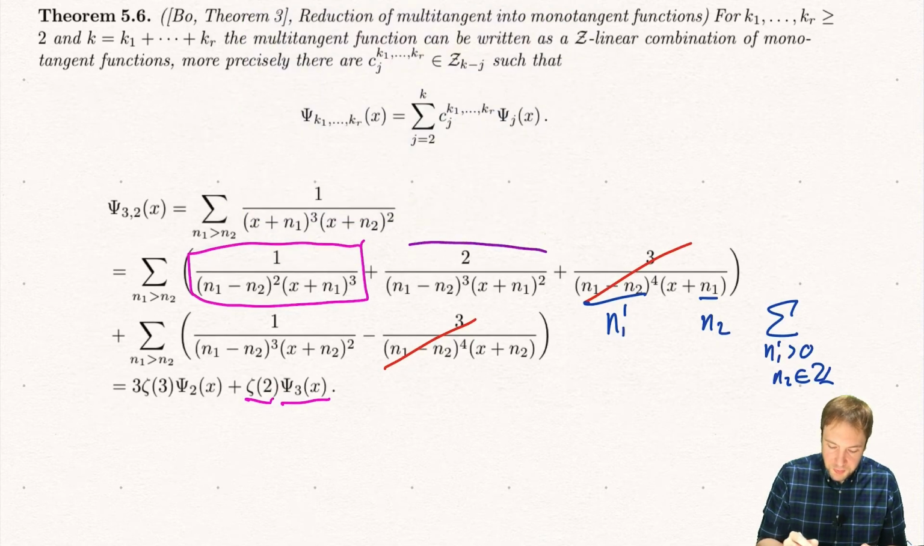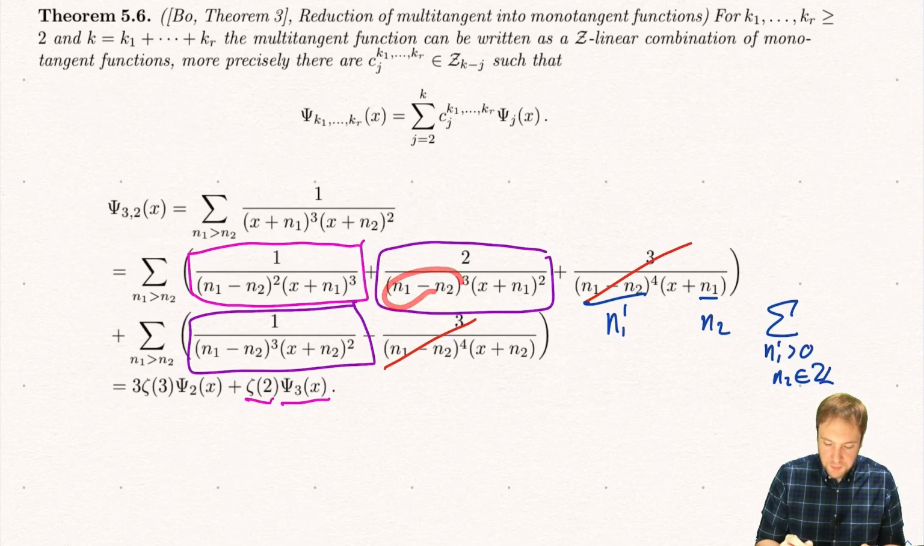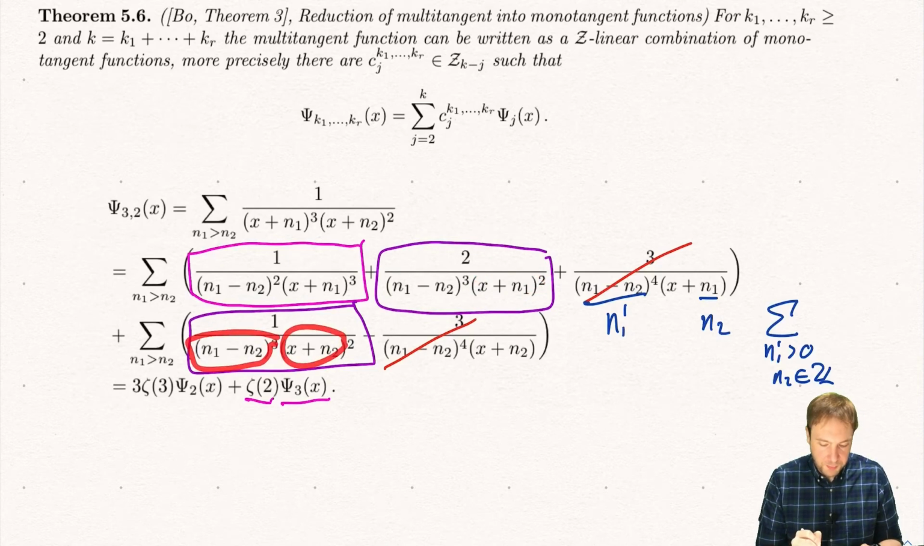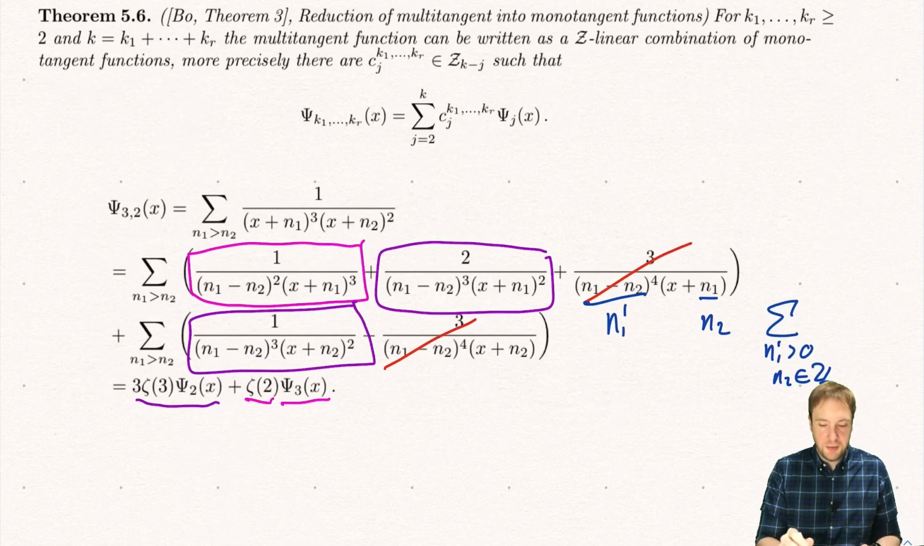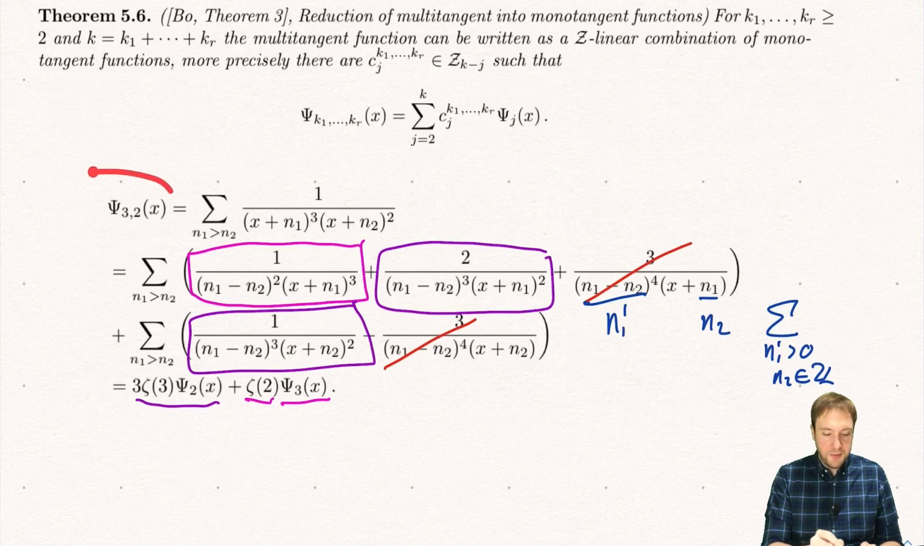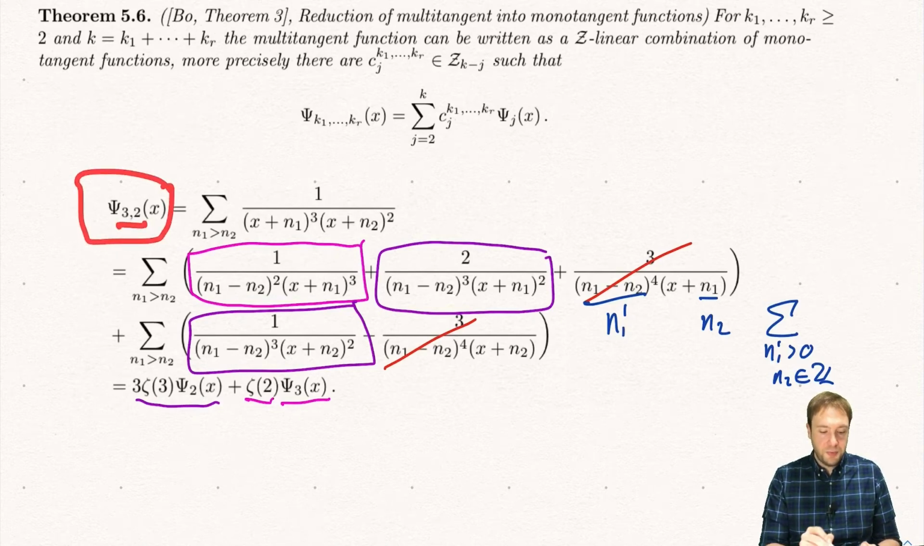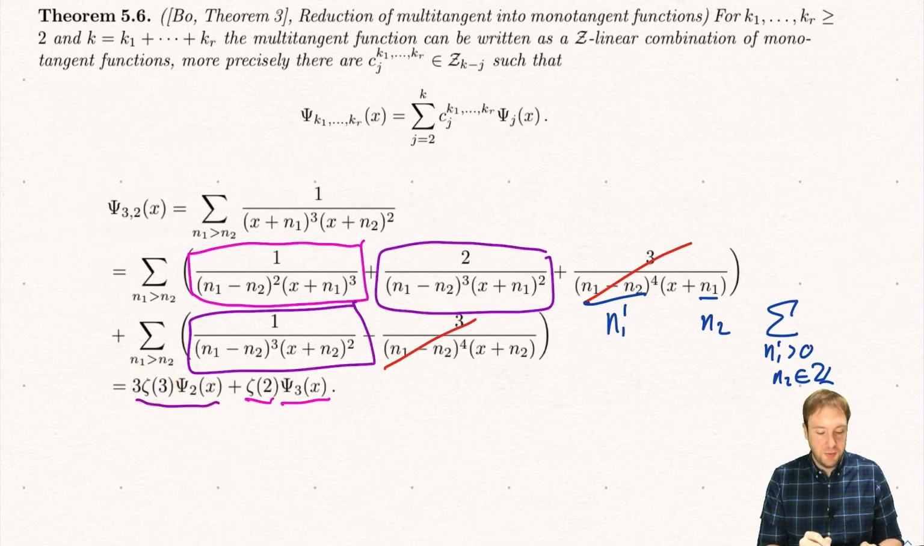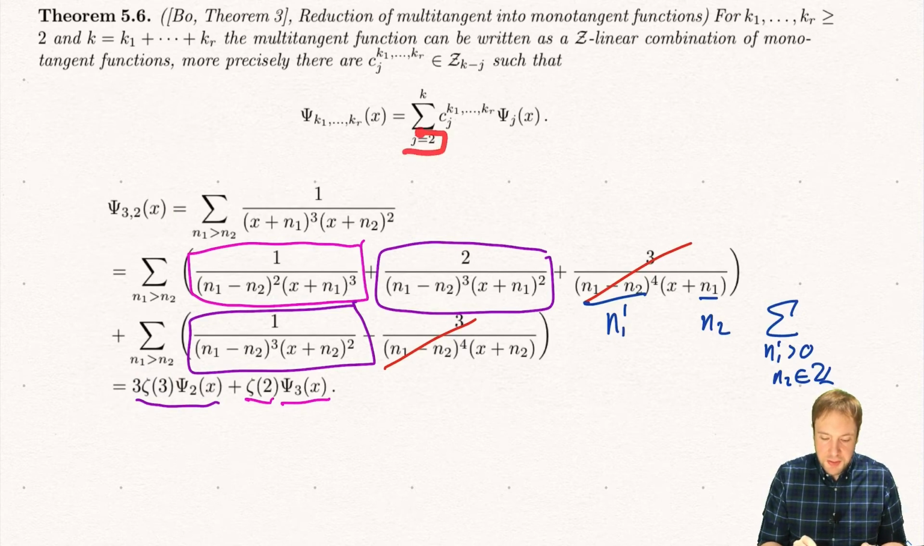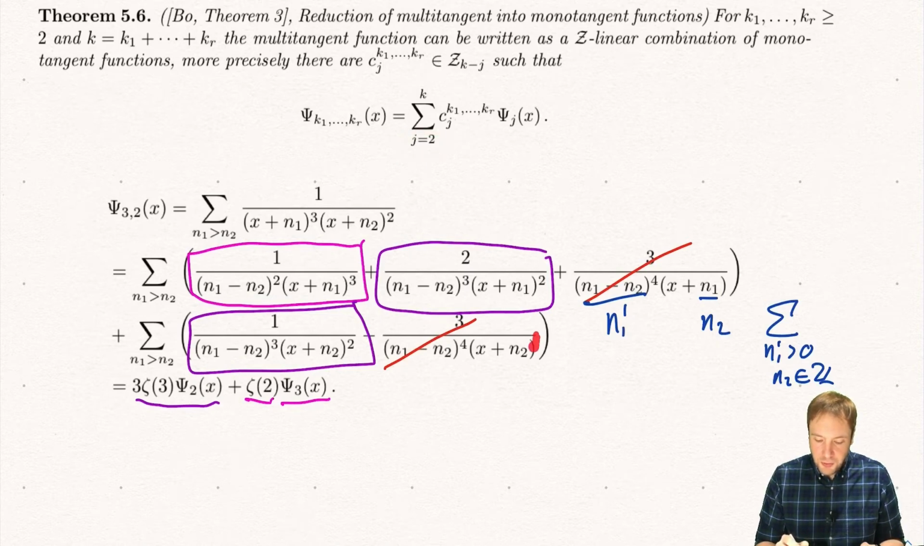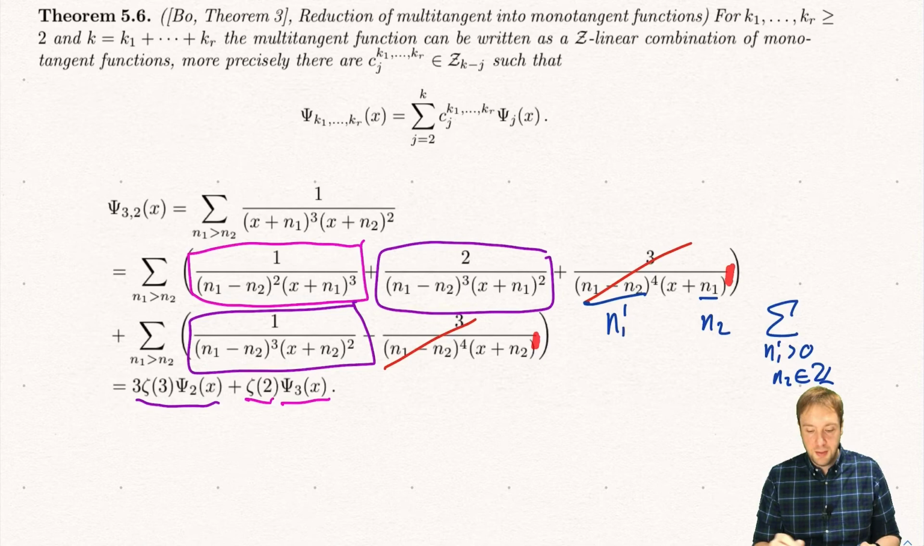And also this term here, and this term here, so the first term here gives 2 times zeta 3, and this gives psi 2, and here we have 1 times zeta 3 and psi 2, so this gives exactly in total 3 times zeta 3 times psi 2. So here we see that this multitangent psi 3, 2 can be written as a multi-zeta linear combination of this monotangent function. So here it's 3 times zeta 3 psi 2 plus zeta 2 psi 3. And also the sum here starts at 2, because here the term which corresponds to psi 1 cancels out.